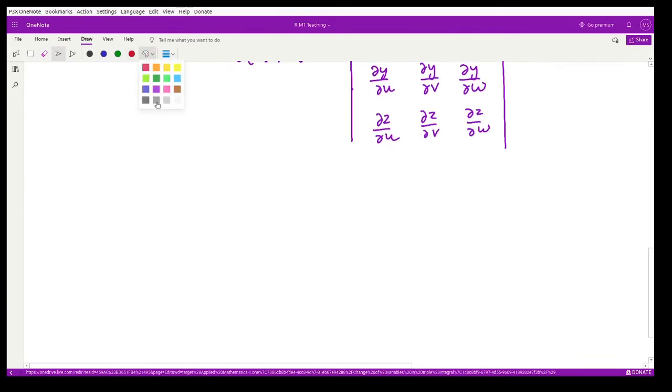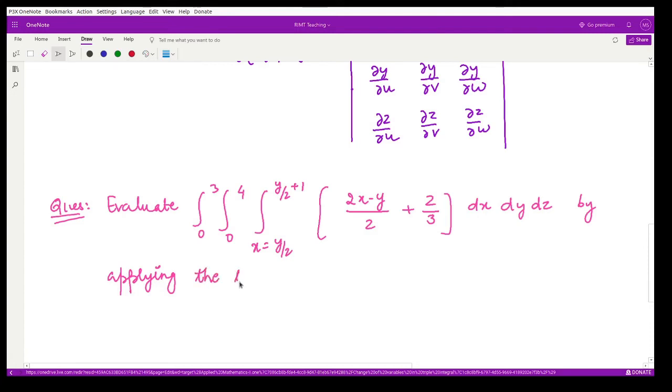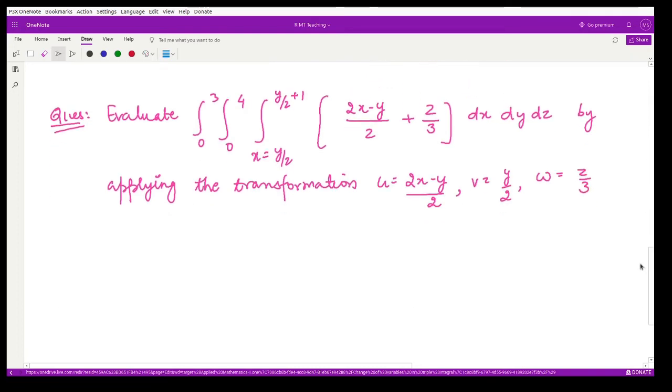So let's have a look at one question. It would be more clear from the question. The question is, evaluate the integral from 0 to 3, from 0 to 4, with x varying from y by 2 to y by 2 plus 1, of the function (2x minus y)/2 plus z/3, with respect to dx, dy and dz. We have to evaluate this by applying the transformation u equal to (2x minus y)/2, v equal to y/2 and w equal to z/3.